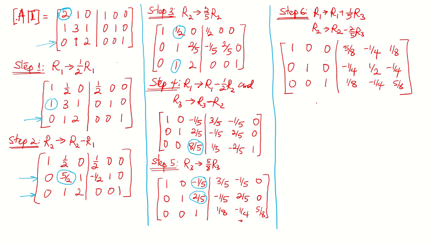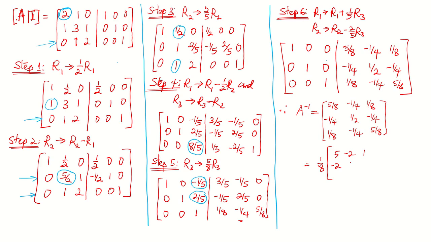With this that we've done, we can now say that therefore the inverse of A, this is what's called the Gauss-Jordan's rule or method, is equal to the matrix at the other side of the augmented matrix: 5 over 8, minus 1 over 4, 1 over 8, minus 1 over 4, 1 over 2, minus 1 over 4, 1 over 8, minus 1 over 4, 5 over 8, which can also be expressed as 1 over 8 times 5, minus 2, 1, minus 2, 4, minus 2, 1, minus 2, 5. I can factor out 1 over 8.